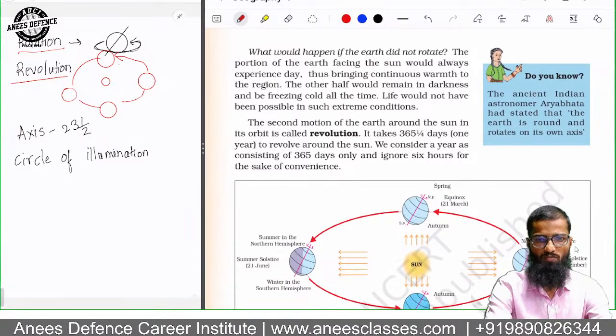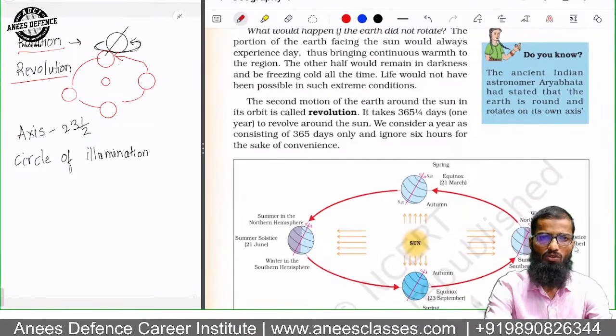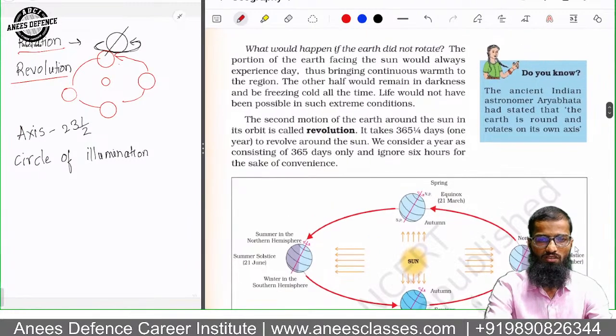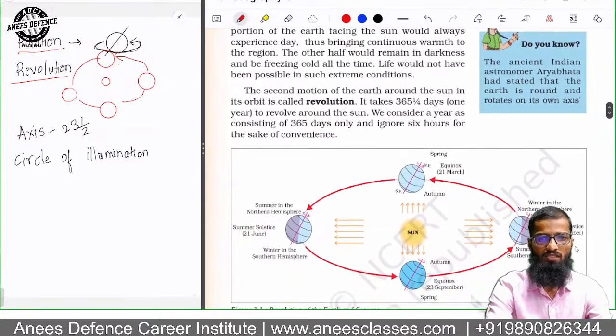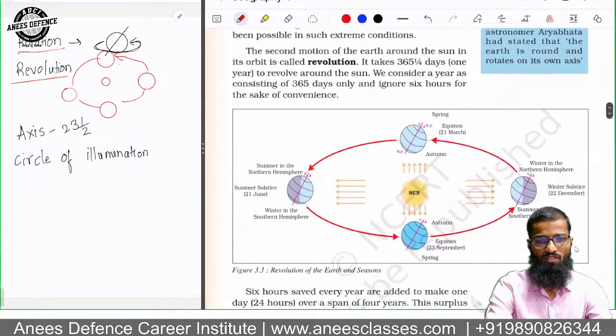Life would not have been possible in such extreme conditions. Life is possible due to the rotation of the earth. It is just because the earth is rotating that life is possible. The second motion of the earth around the sun is called revolution, as I have told you in the first remark itself, what is rotation and what is revolution.